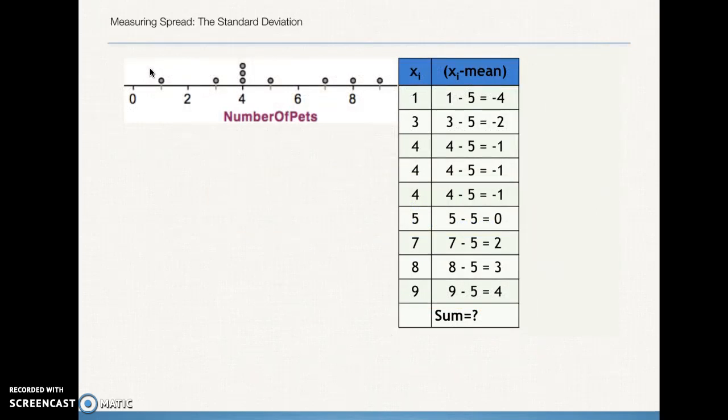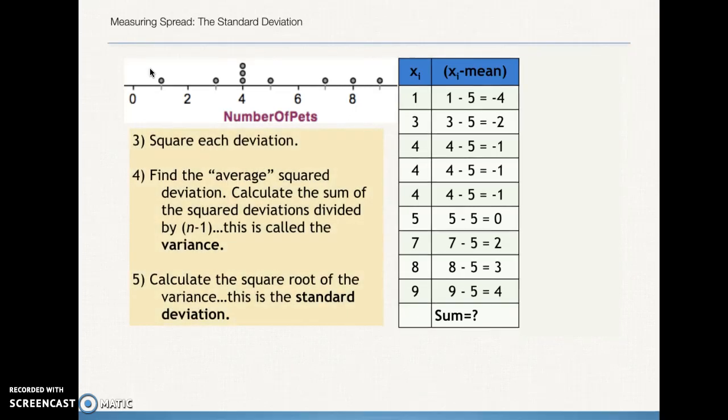And if we added them all together, what will they total? The total is going to be 0. So, finding the difference and knowing that we want to find the standard deviation, or the average difference away from the mean for each of the data points in this data set, we can't do it by just finding the deviations and then dividing by the number of differences, because we end up with 0.